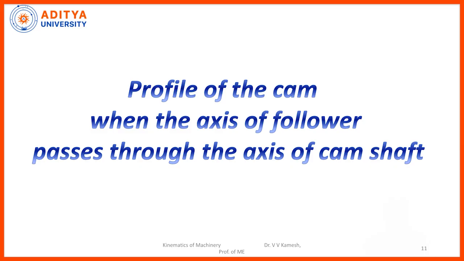In our data, it is given the profile of the cam when the axis of the follower passes through the axis of the camshaft, that is one part. Second part, it is offset by 20 mm, right. So, first we need to discuss about when the axis of the follower passes through axis of the camshaft.